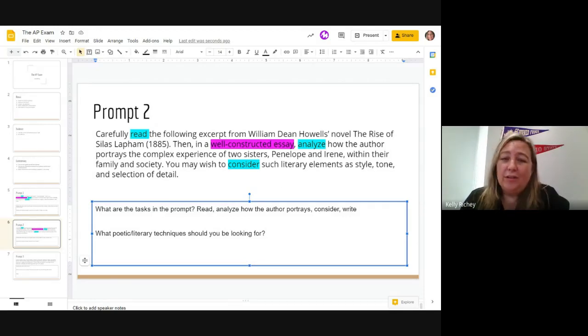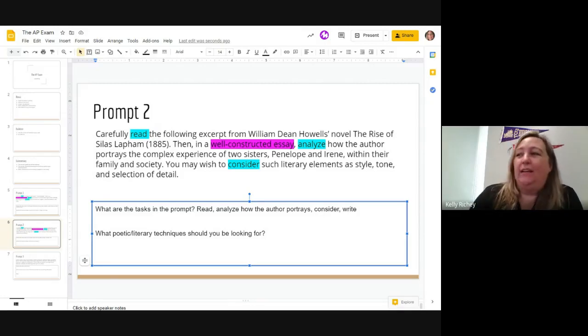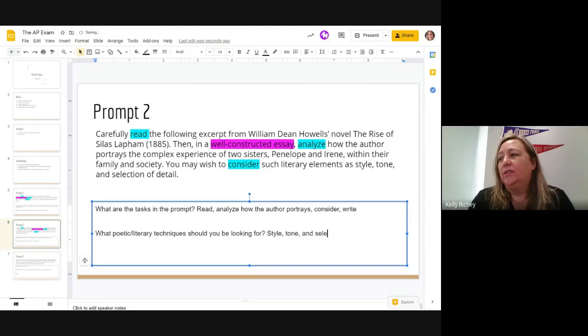You guys are noticing the pattern here. You're always going to have to read. You're always going to have to analyze. You're always going to have to write. It's what you have to analyze that's going to change. And in this case, it's the relationship between two sisters. Okay, what poetic or literary techniques should you be looking for? Good. Style, tone, and selection of detail. Okay?